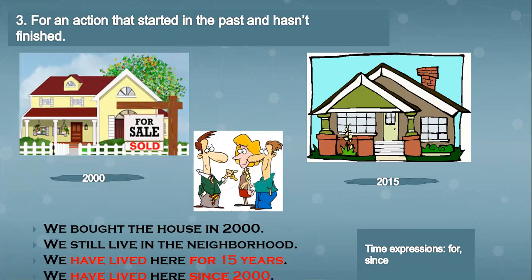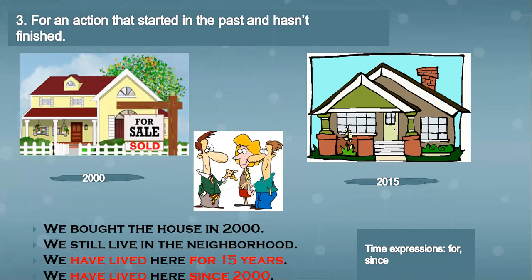So although they made the action in the past, they still enjoy it in the present. So how do we express that? We say, we bought the house in 2000. We still live in the neighborhood. So how do we express it? We say, we have lived here for 15 years, or we have lived here since 2000.